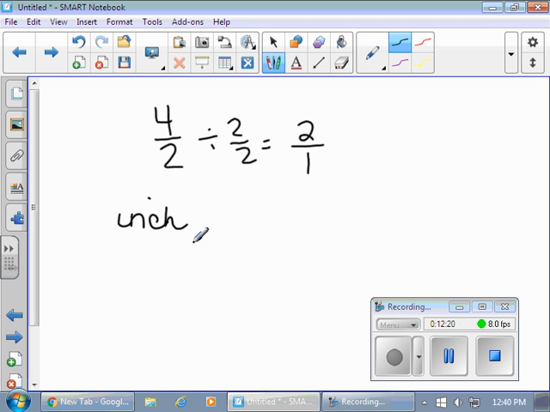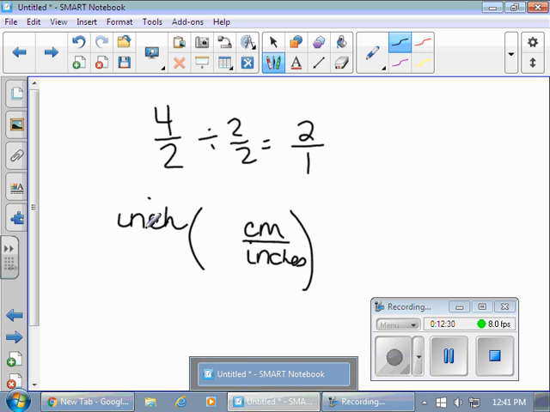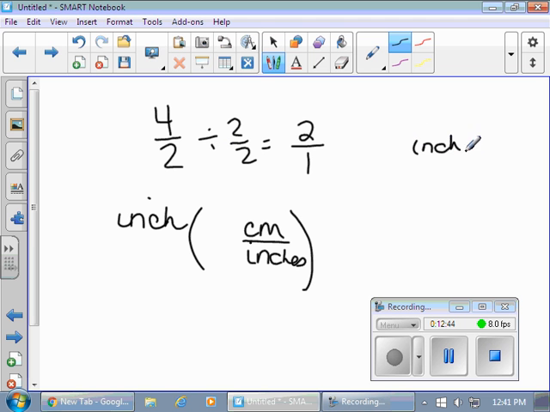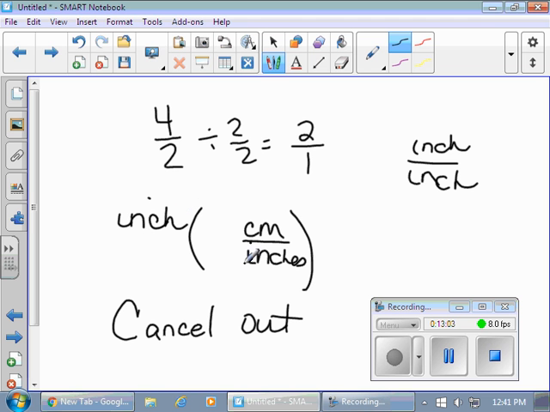If I have inches times centimeters over inches, inches is on top, would you agree? Inches here is on the bottom. So what can I do to my fractions or my words when I have one on top and one on bottom? I can cancel out. Because I have an inch on top and an inch on the bottom, those cancel off, and you're only left with what? Centimeter, and it's on top, correct?